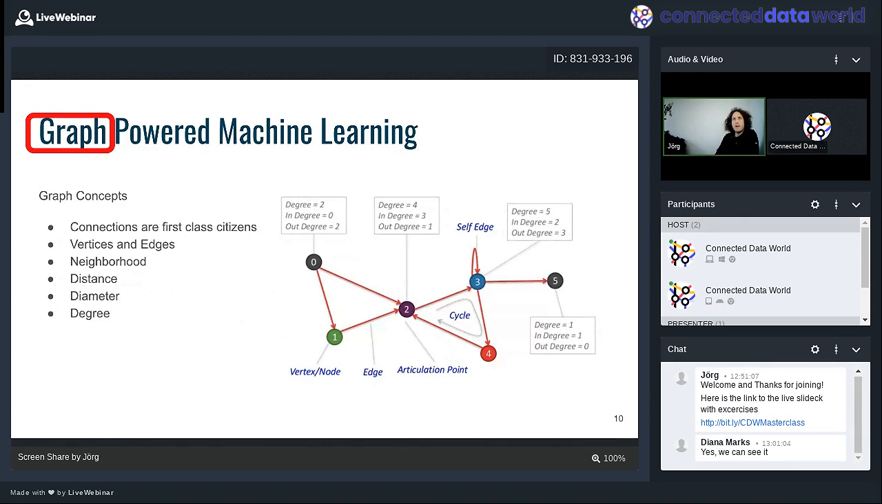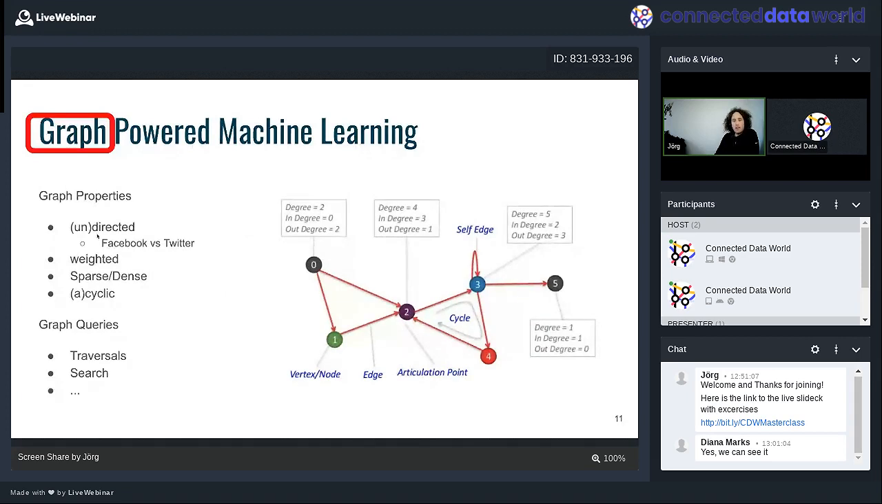And then we also have the notion of degree, so the number of connections for each of the vertices, for each of the nodes. If we have a directed graph, so if we actually have here a little arrow, meaning 0 is connected to 2, then we can also further distinguish between an in and an out degree.